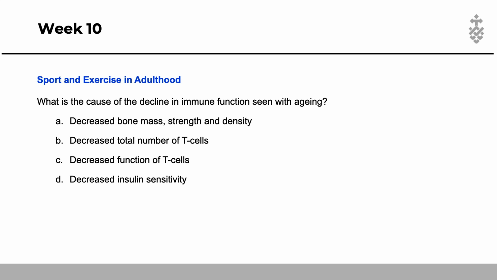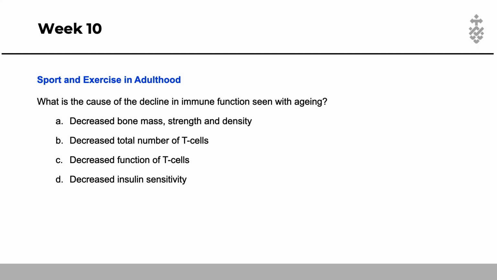So this question says, what's the cause of the decline in immune function that's seen with aging? Now, this is a hard question. If you looked in your notes, you'd likely not find the answer to this. It's something that I talked about in this lecture, but it wasn't necessarily written anywhere. So this is an example of one of those higher level questions that I'd expect the students aiming for a HD to get correct, but for a lot of people to struggle with this one.